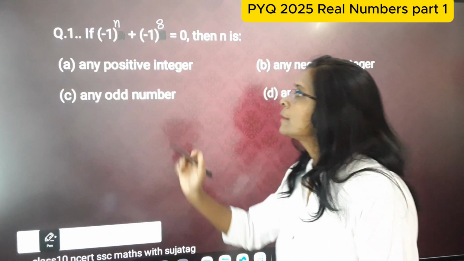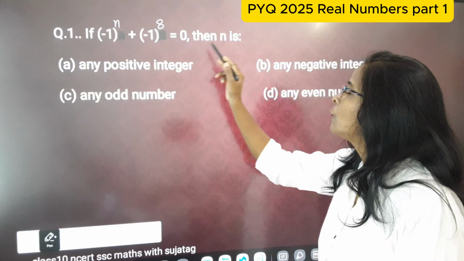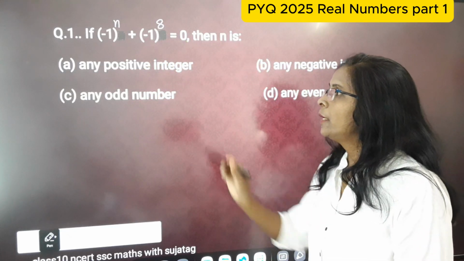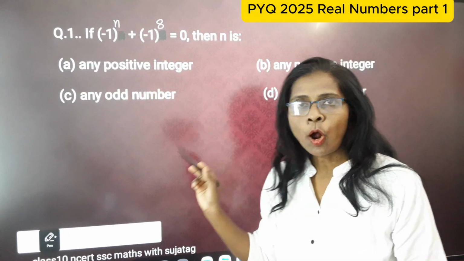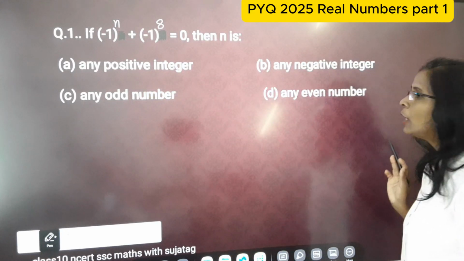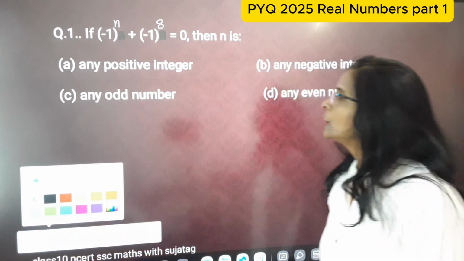Question 1, students. If (-1)^n + (-1)^8 = 0, then n is: the options are any positive integer, any negative integer, any odd number, and any even number. So let us start this question.